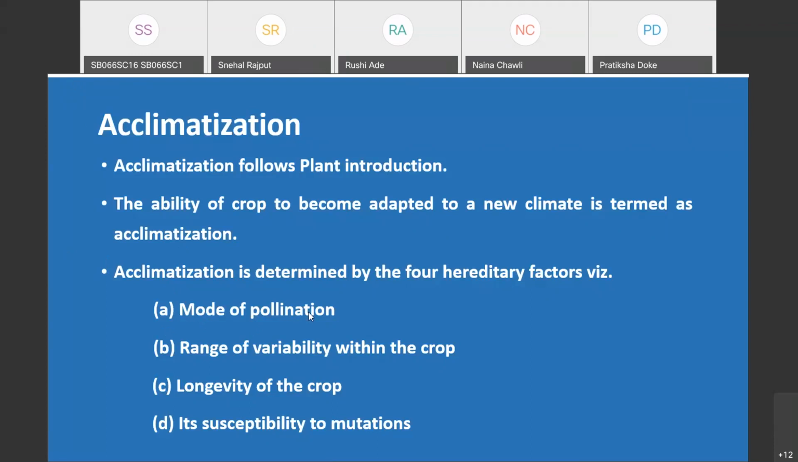Because it is a well known fact that the cross pollinated crops get more easily adapted to the wider environmental conditions when these are compared with the self pollinated crops.